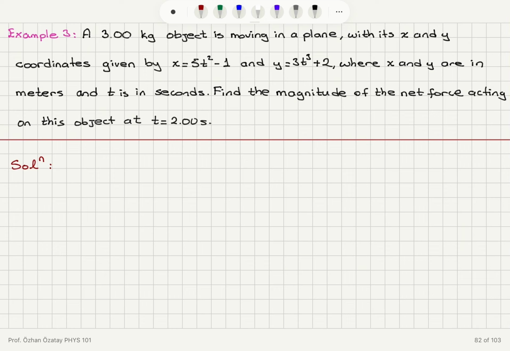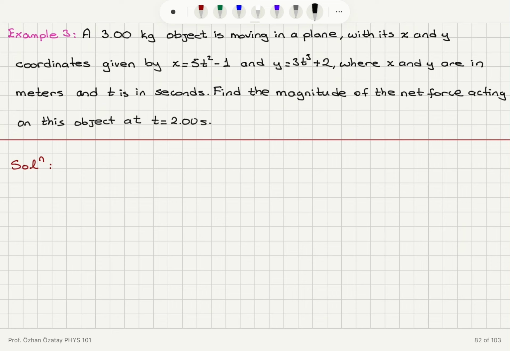A 3 kilogram object is moving in a plane. So we have a mass of 3 kilograms moving in a plane with its x and y coordinates given by x is equal to 5t squared minus 1. So position as a function of time is given, and y is equal to 3t cubed plus 2, where x and y are in meters, SI units, and t is in seconds. Find the magnitude of the net force acting on this object at t equal to 2 seconds.